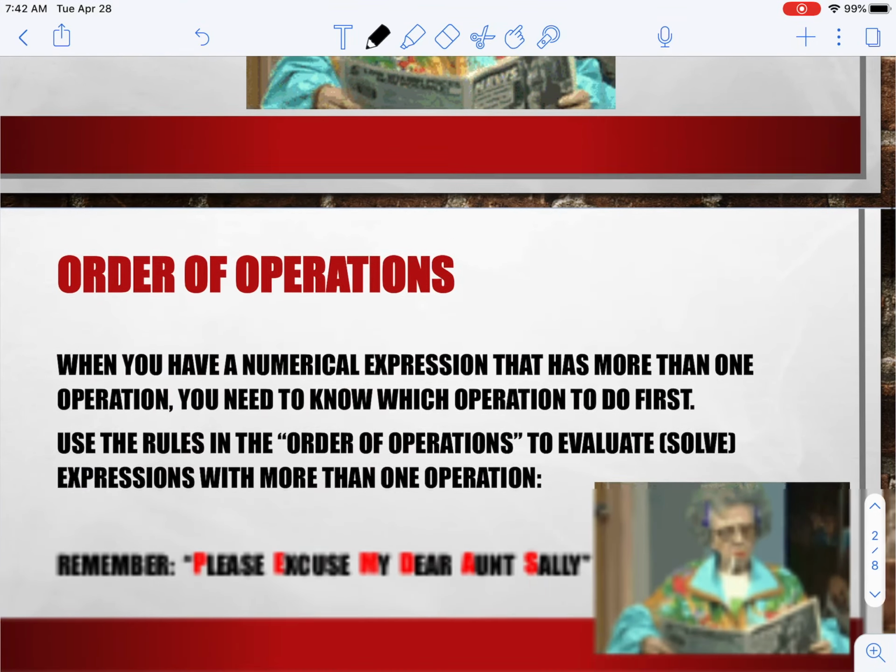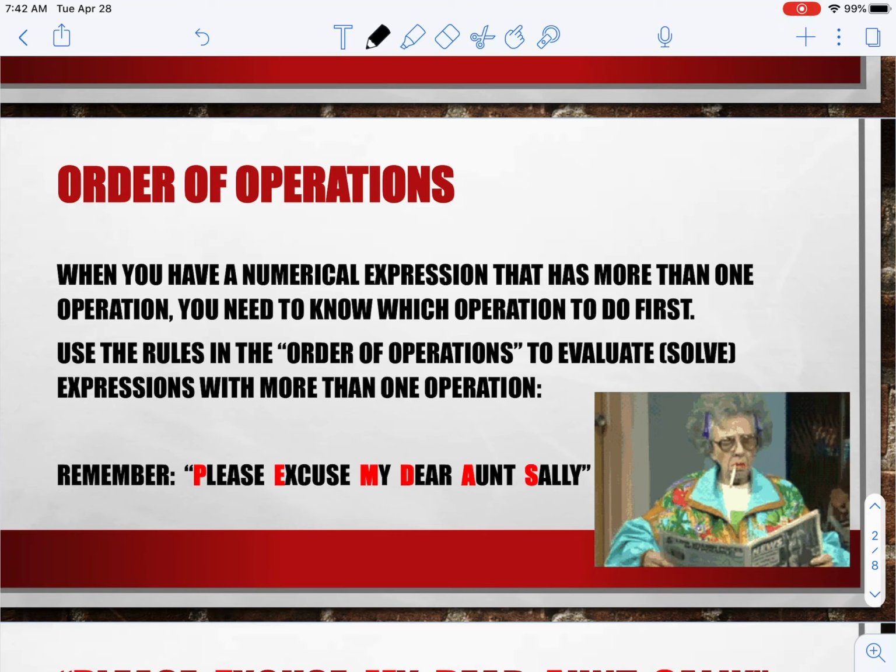Anyway, so the order of operations. When you have a numerical expression that has more than one operation, you need to know which operation to do first. Use the rules of the order of operations to evaluate or solve. Evaluate means solve. Expressions with more than one operation. Remember, please excuse my dear Aunt Sally.